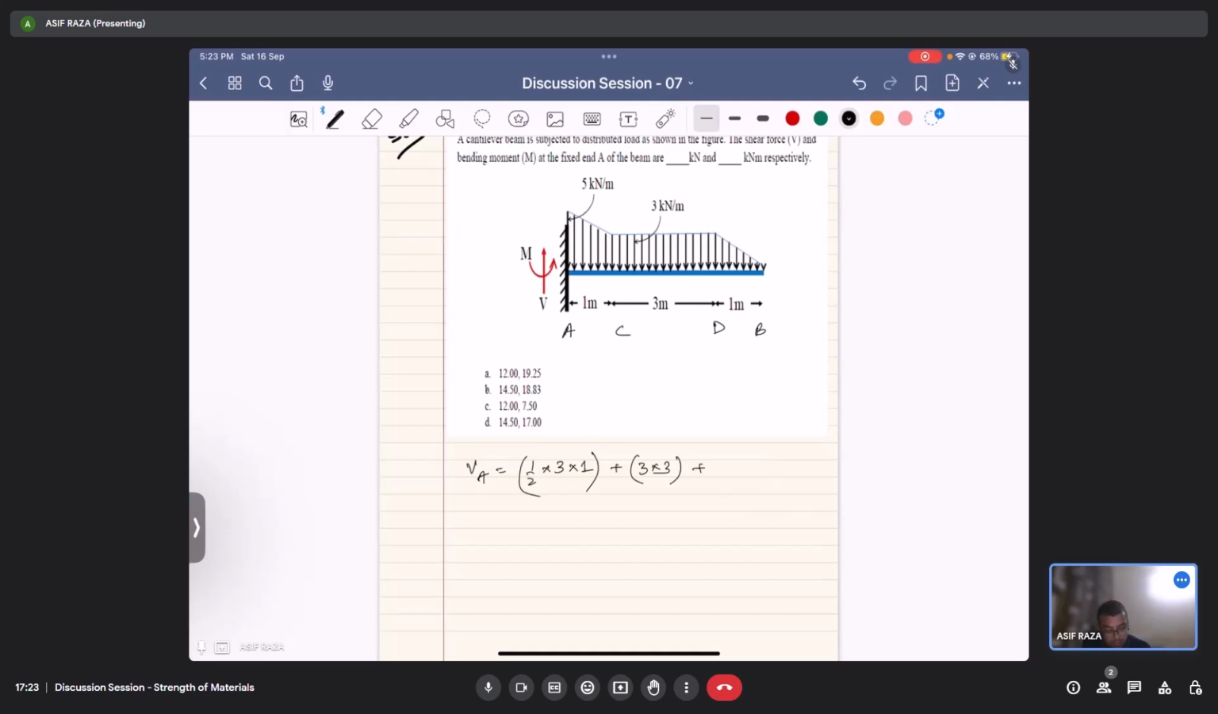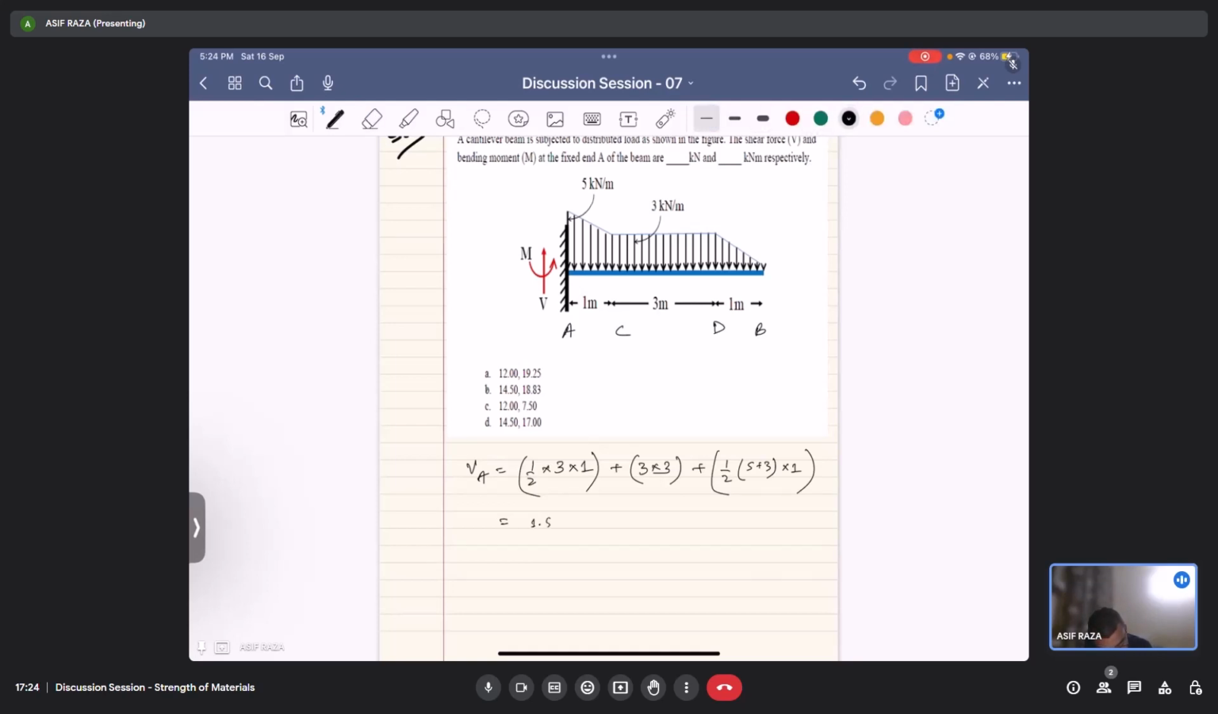And from the AC section, we can do this in two ways: either take it as a trapezium, or sum it up as a rectangle and a triangle. So what I will do is I'll take the trapezium way now. For the trapezium, it is half into the sum of parallel sides, and that would be 5 plus 3 into 1.